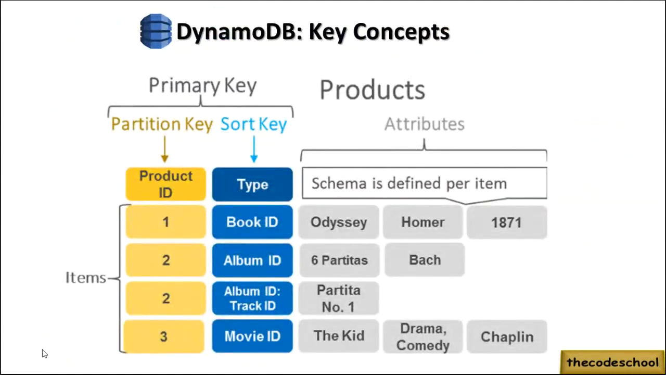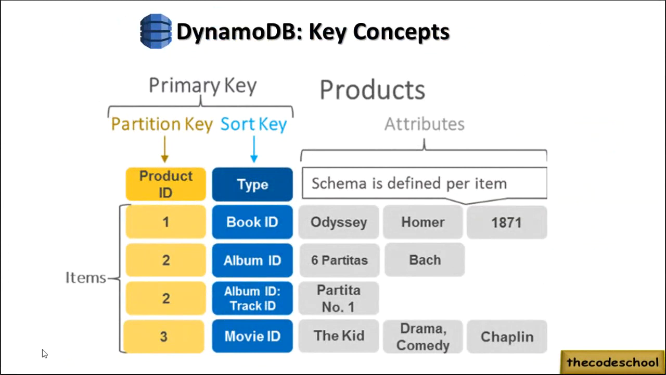So let's try to understand the key concepts DynamoDB is based on. Firstly, there's a primary key. Primary key is a unique identifier of the records over here. There are no records; instead, we call them items. Each item can be compared loosely to the rows in an RDBMS. So each item is identified by a primary key.